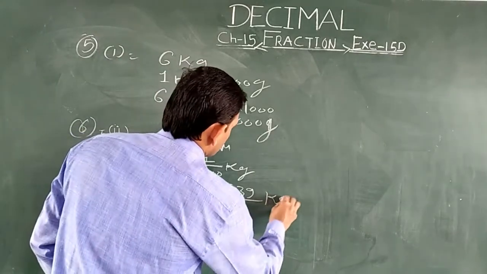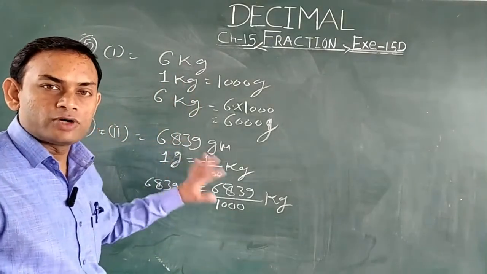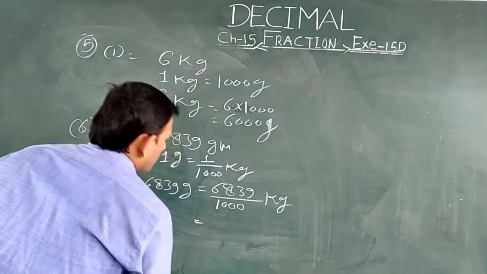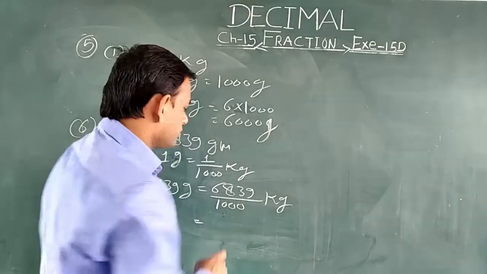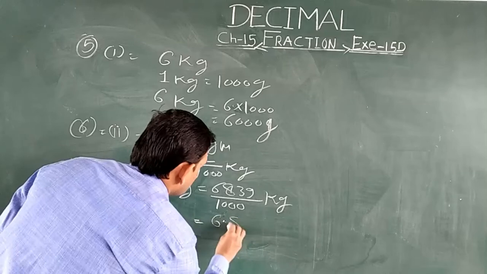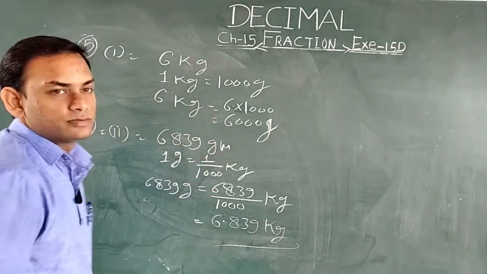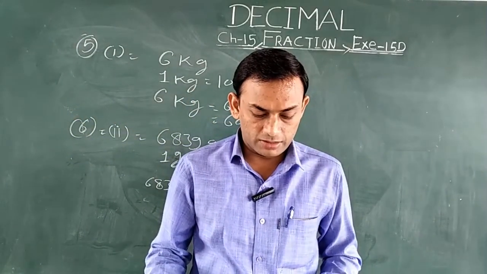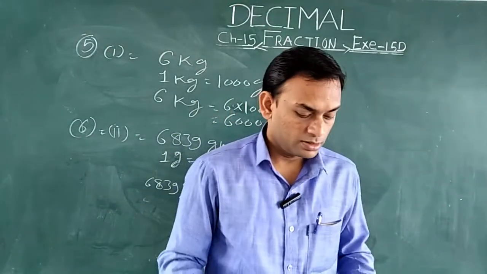1000 kilogram. Whenever we change gram to kilogram, meaning low unit to high unit, we divide. So we are dividing by 1000, and in 1000 there are three zeros, so we will put the decimal after 3 digits and it will be 6.839 kilogram. Okay.